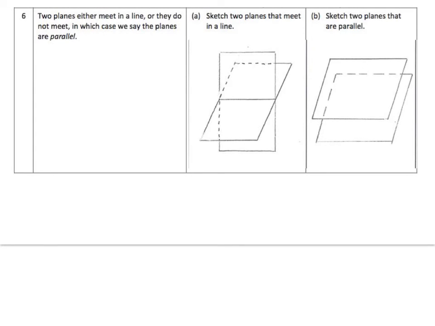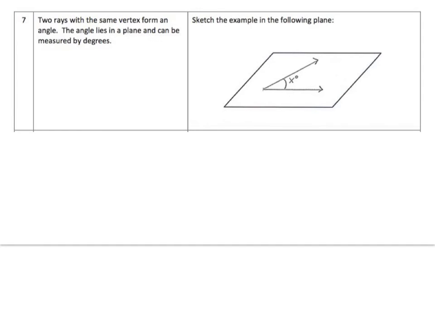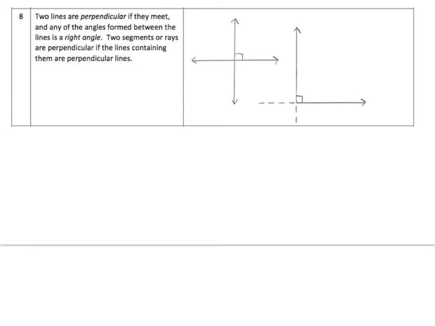Two planes either meet in a line or they do not meet, in which case they are parallel. So here, the first A, I have two planes that meet in a line, and part B, I have two planes that do not meet and therefore are parallel. Two rays with the same vertex form an angle. The angle lies in a plane and can be measured by degrees. That's what I drew. Two lines are perpendicular if they meet, and any of the angles formed between the lines is a right angle. Two segments or rays are perpendicular if the lines containing them are perpendicular lines.